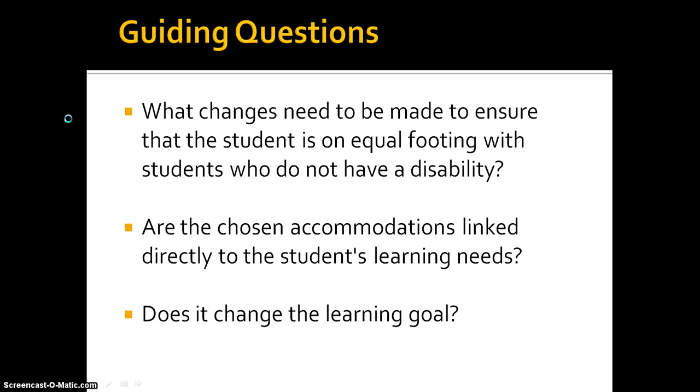You may get multiple students from the same teacher and they're all going to have the same accommodations. And you, as a member of the IEP team, can call an IEP meeting at any point to try and clarify those and maybe help individualize those a little bit better.